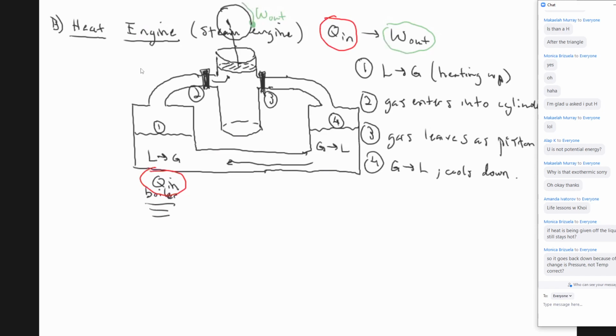Sorry. It goes back down because of change in pressure, not temperature, correct? Yeah, it's actually the weight of the piston. It just falls back down, right? That thing has mass. It's generally pretty dense, and it's going to push its weight back down, so that compresses the gas. It was the high pressure buildup before the valve that caused all that gas to rush in. Once the gas rushed in, it pushed the piston up, that turned the wheel, and then it falls back down, right? And this whole process repeats again.